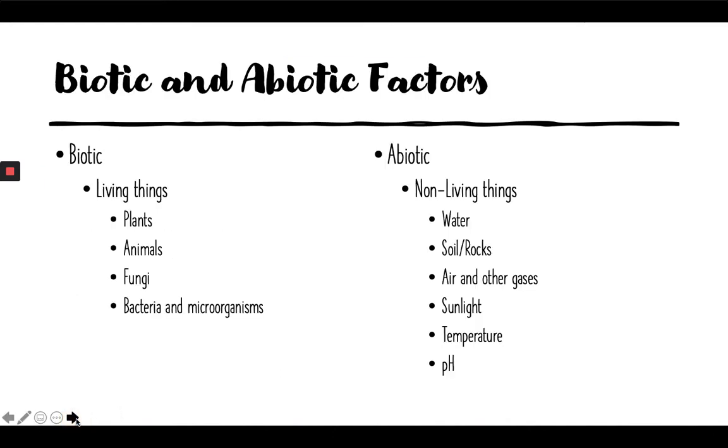So biotic factors are living things. These are things like plants, animals, fungi, and bacteria and other microorganisms. Abiotic are non-living things. This is stuff like water, soil, rock, air, and other gases like CO2, sunlight, temperature, and pH, which means the acidity of the environment.